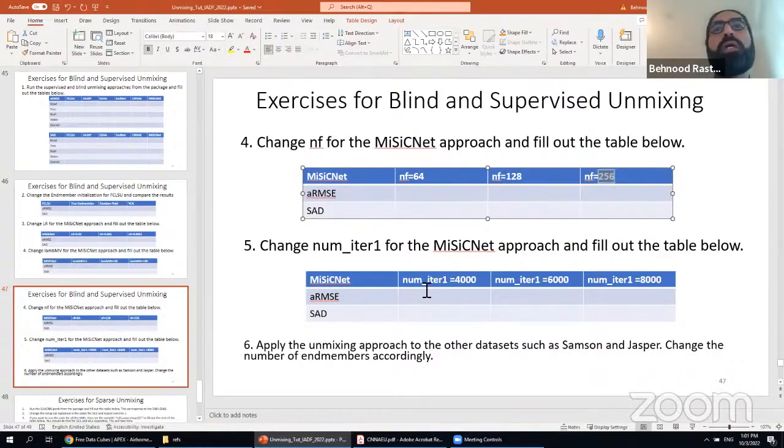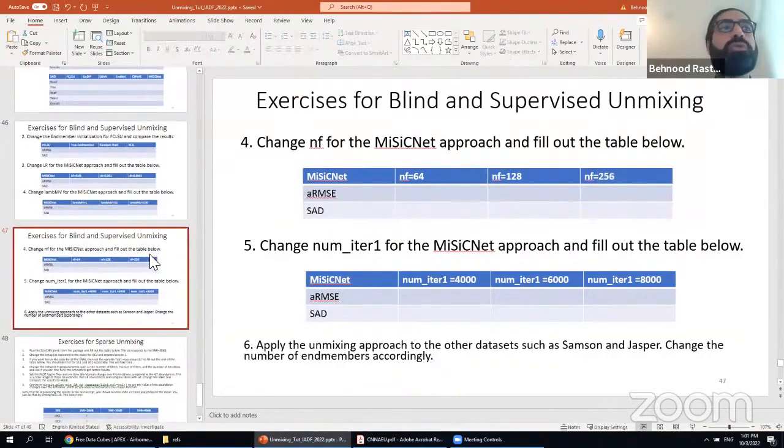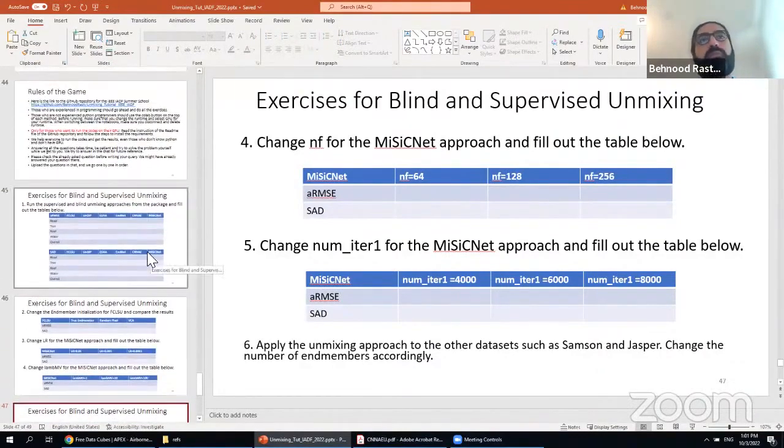And you can also change the number of iterations. The number of iterations is also, in this case, a hyperparameter of the network. You already have the result for 8,000, so I suggest you see the result for 4,000 and 6,000. If you do all these experiments, I will try to answer your questions in the chat, then we can move on to exercises for sparse unmixing and SAT CNN.